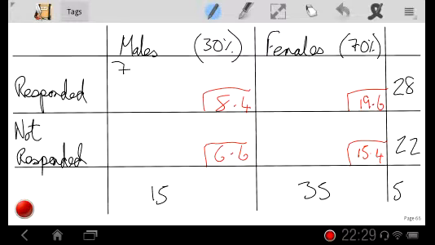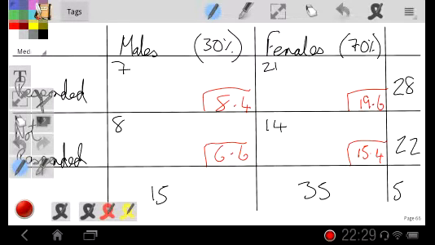So I got 7 there, which means that I must have got 21 there because 7 and 21 is 28. And I must have got, of course, 8 here because 7 add 8 is 15. And I must have got 14 there because 21 add 14 is 35. So we can straight away see that there is a difference between what we expected and what we observed.